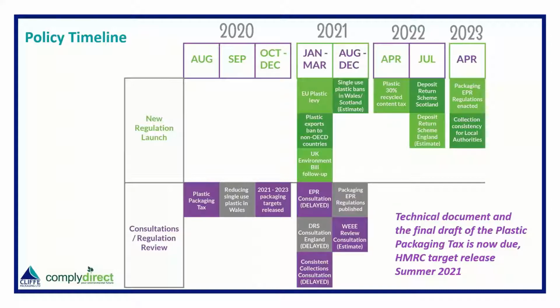As we can see from the timeline, the tax itself is due to come in 2022, around the same time as some of the other measures, such as the planned deposit return scheme in Scotland. And then 2023 will see us move towards the extended producer responsibility and consistent collection for local authority measures. So there is a lot to do in a very short timeline. And whilst the plastic tax is just one piece of the puzzle, it is a very, very important piece because it connects together secondary material markets as well as the overall value of plastic.